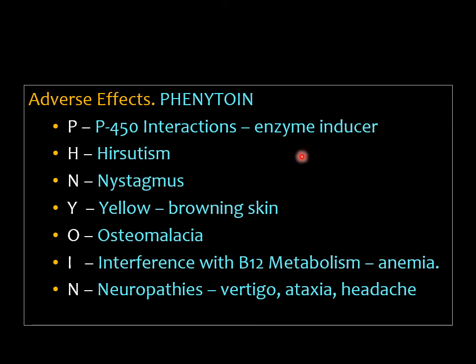Adverse effects can also be memorized through this word, phenytoin. P for P450 interaction, H for hirsutism, N for nystagmus, Y for yellow-browning skin, O for osteomalacia, and I for interference with B12 metabolism, megaloblastic anemia, and N for neuropathies, even vertigo, ataxia, headache, etc.